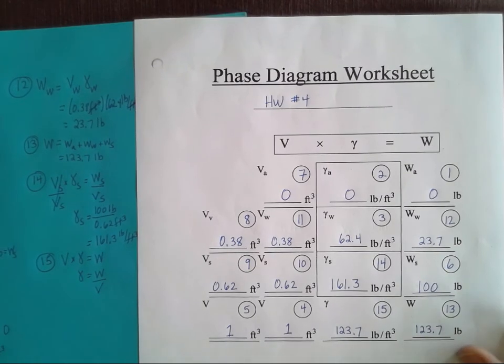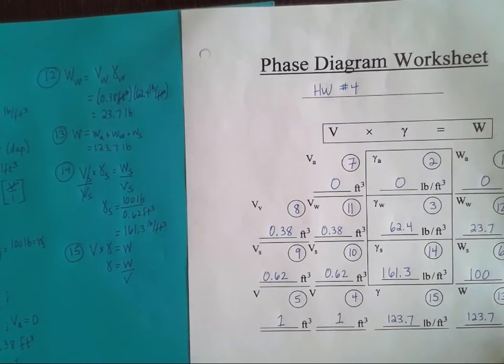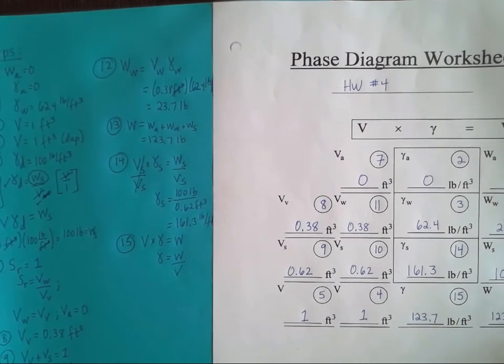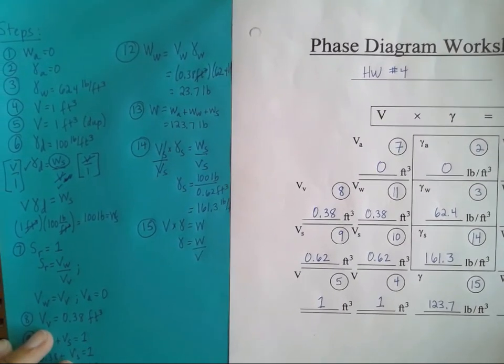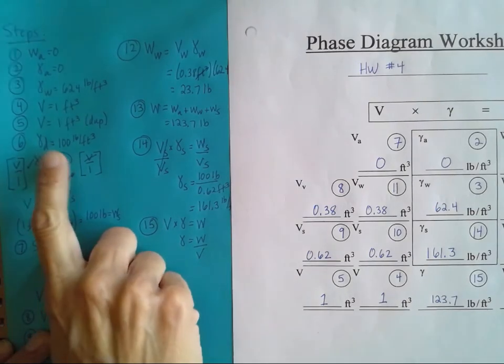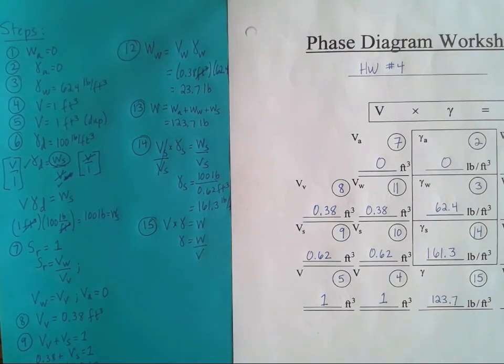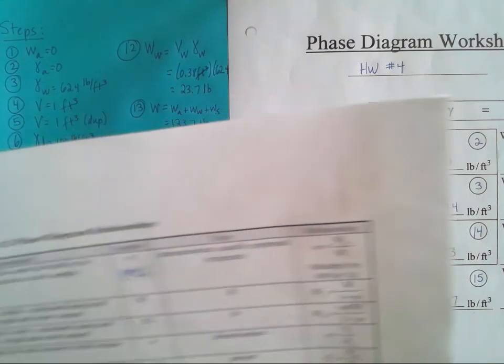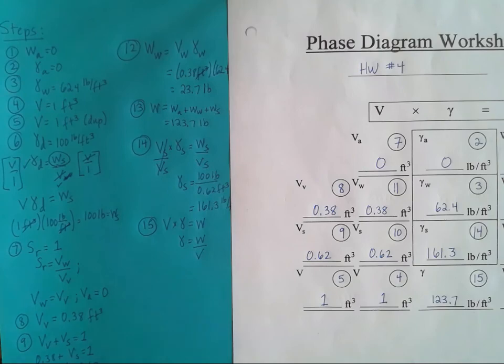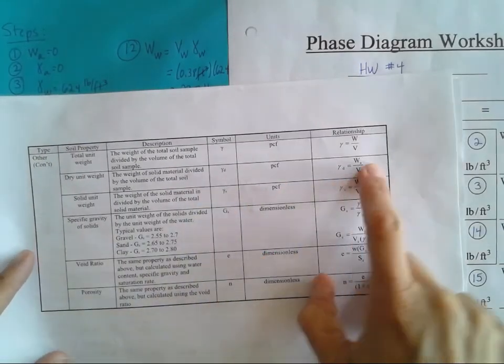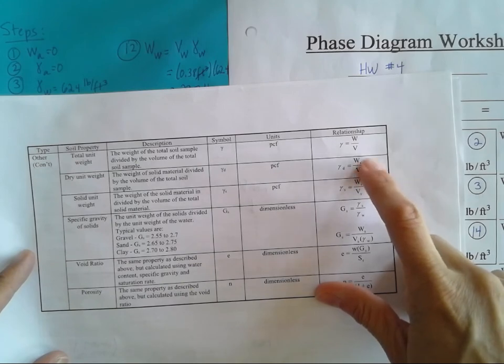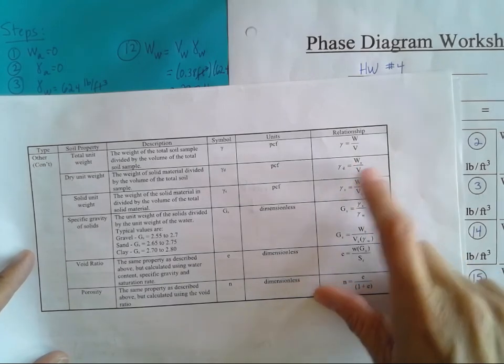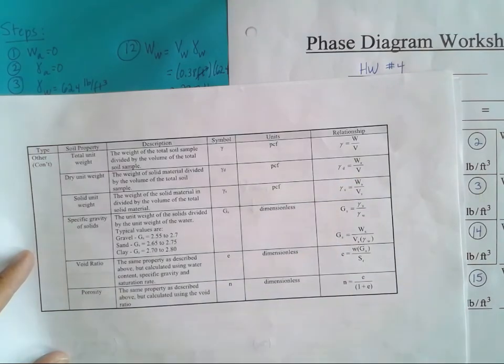So now I've got my list of steps and my phase diagram worksheet. I wish I could show it all at the same time, but it doesn't quite fit on the page together. But that'll give you an idea of how to handle that gamma dry. So when you see that gamma dry, when you see something that says dry unit weight, or it might say dry density, remember, you can't just use the gamma solid. You have to come to your phase relationships and look at what that means, and that's the weight of the solids over the total volume, and use that relationship instead of the gamma solid. Those are 2 different values.